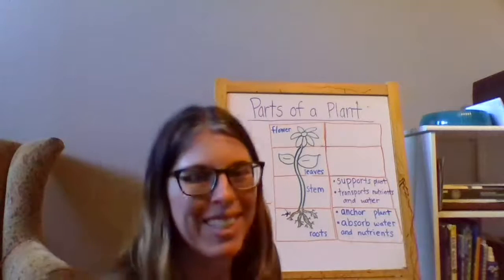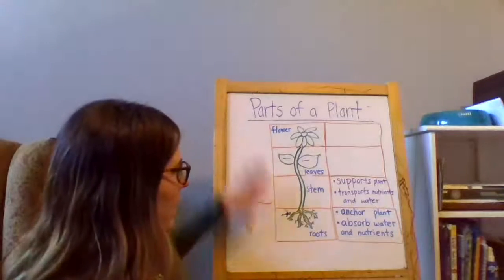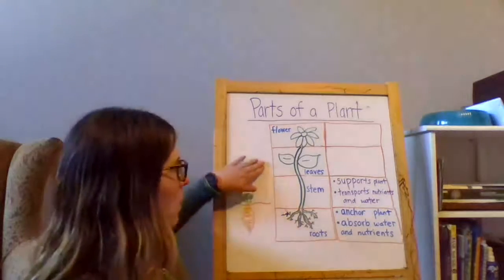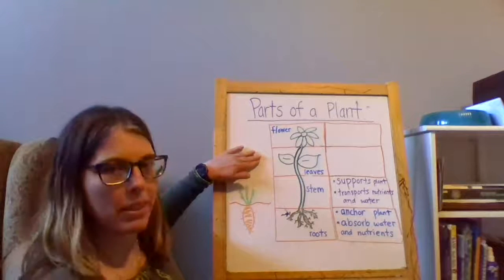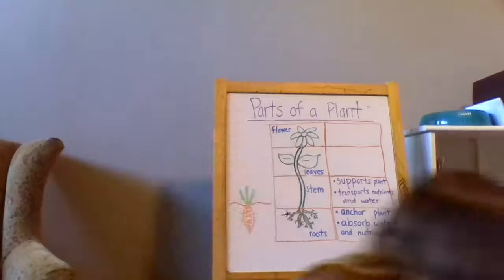Hello, botanists! We are continuing to study the parts of a plant. Last week we talked about the roots and the stem, and we're on to this part here. Do you remember what this is called? The leaves.